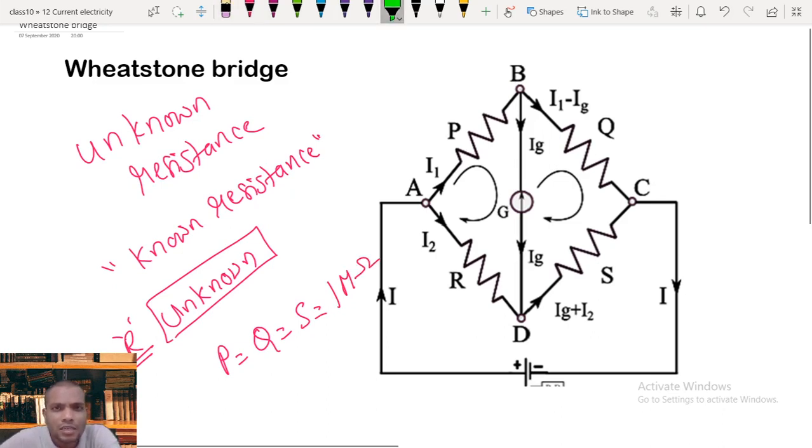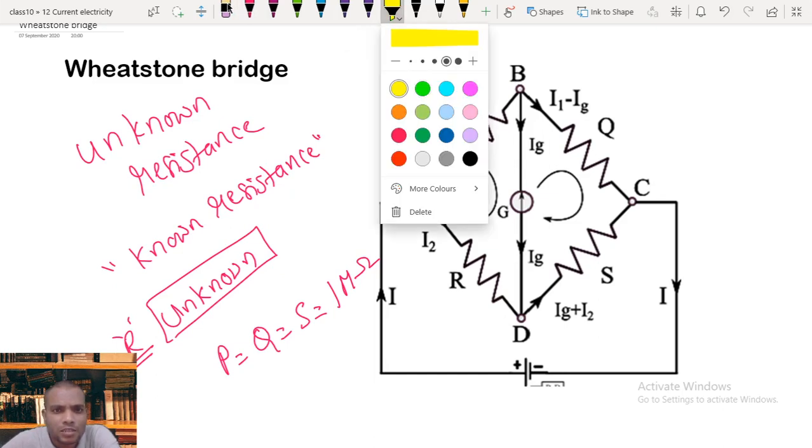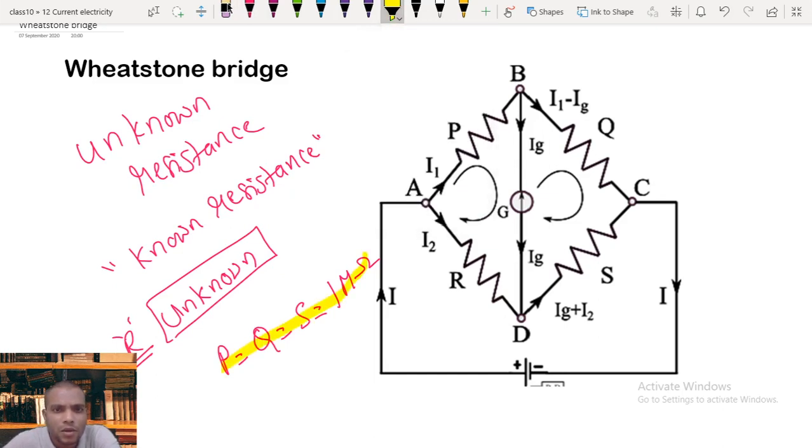If I know these three known resistances, I can find R in the circuit, which is the unknown resistance, with the help of this bridge connection, which was suggested by British physicist Sir Charles F. Wheatstone in 1843.